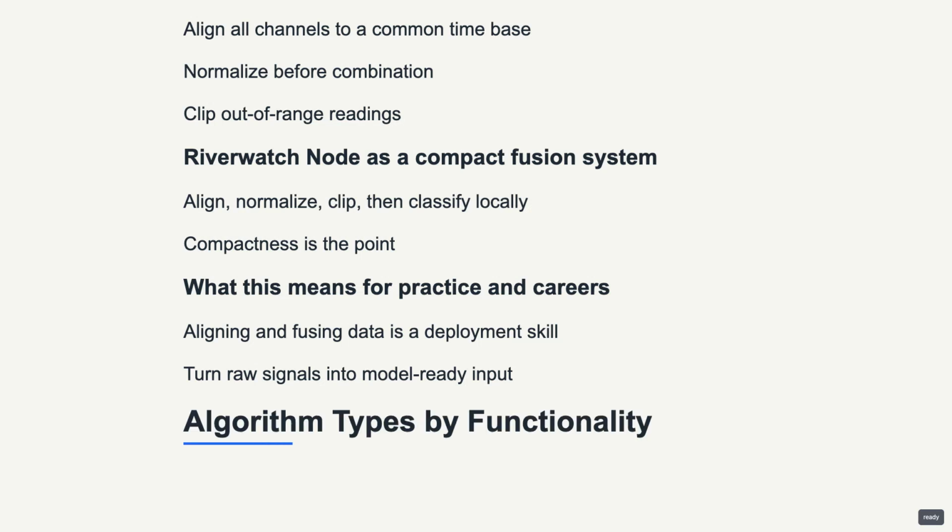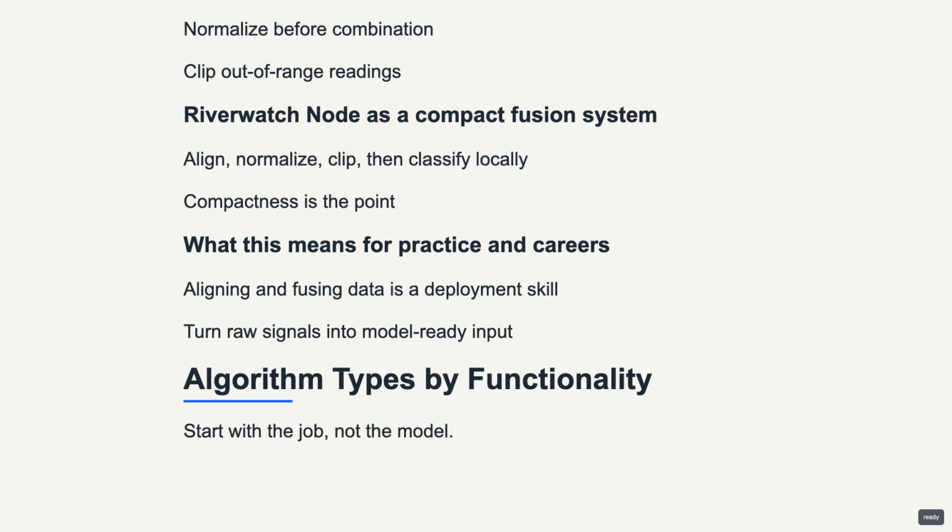Algorithm choice starts with the job the system has to do. The useful mental map for edge AI comes from the function: classify, estimate, detect, group, reduce, or transform. That shift prevents a common mistake, trying to force a real sensing problem into a favorite technique. When the function comes first, the algorithm family becomes much easier to choose.